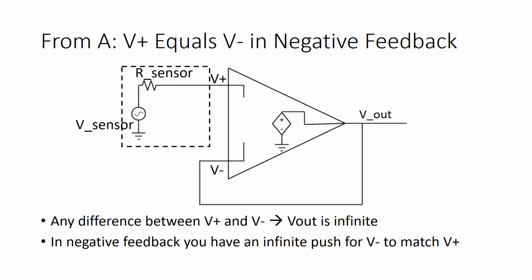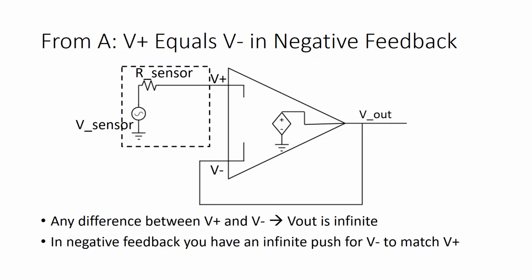Students are often bothered by this derivation because it's an oversimplification. Weren't you just telling us that V out is equal to A times V plus minus V minus? Wouldn't that be 0 if V plus equals V minus? The trick to resolving these complaints is to remember that A is actually finite. So in reality, there's a tiny difference between V plus and V minus, which allows for A times V plus minus V minus to be equal to V out.